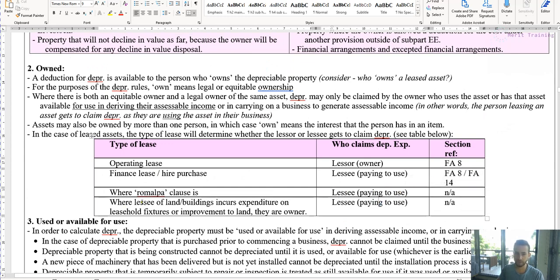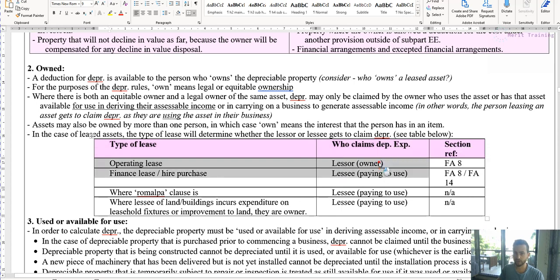And similar for this, where lessee of land, buildings incurs expenditure on lease fixtures or improvements to land, they are the owner of that particular asset. So basically, if you own a business but you don't own the land or the building, you're just leasing it from the owner.